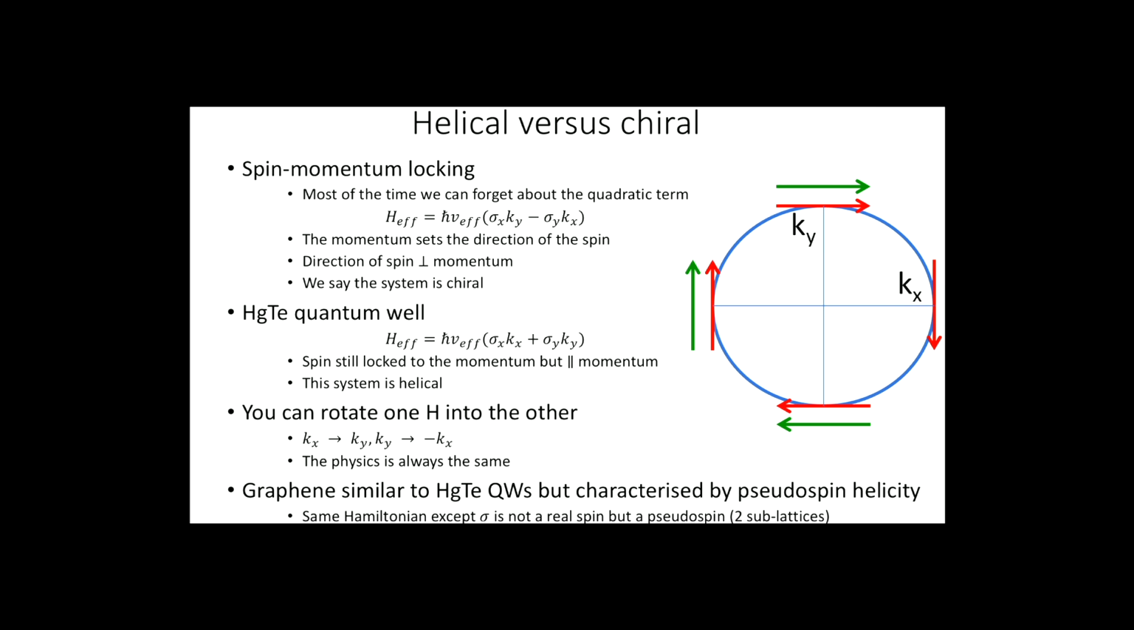Graphene is very similar. You don't get a quantum anomalous Hall effect in bare graphene because the sigma that appears in graphene, so it's sigma dot k, is actually not the spin. It's something else. It's related to this sublattice pseudospin that Michael was talking about.